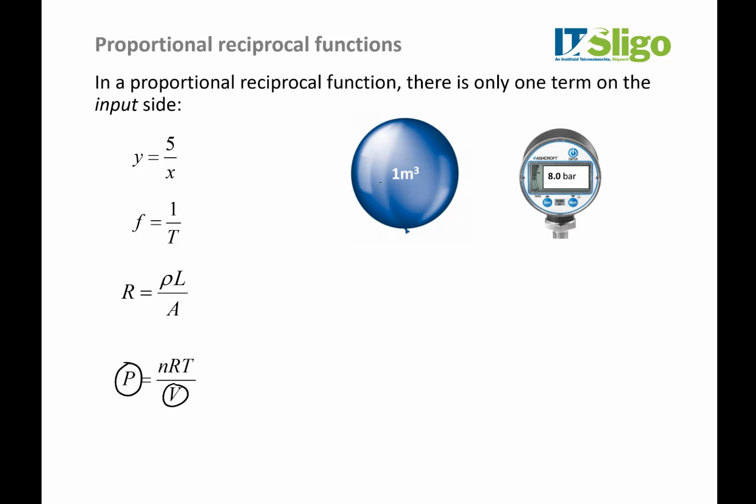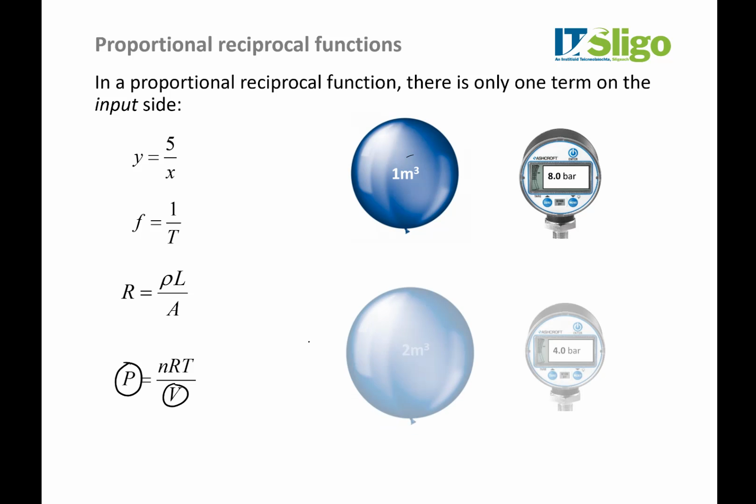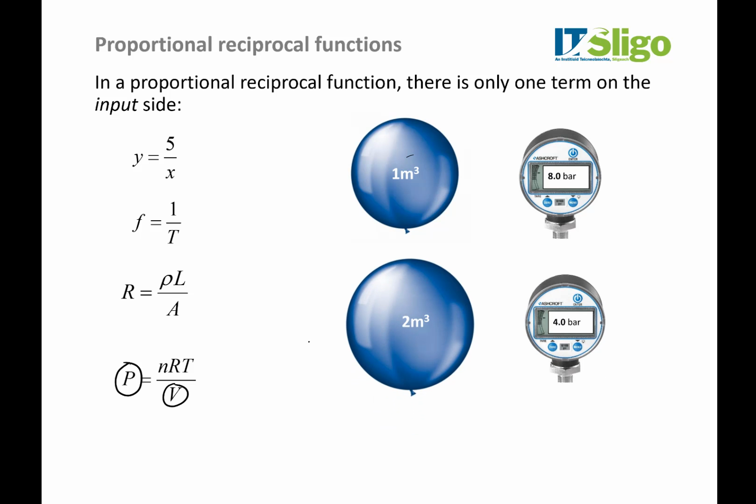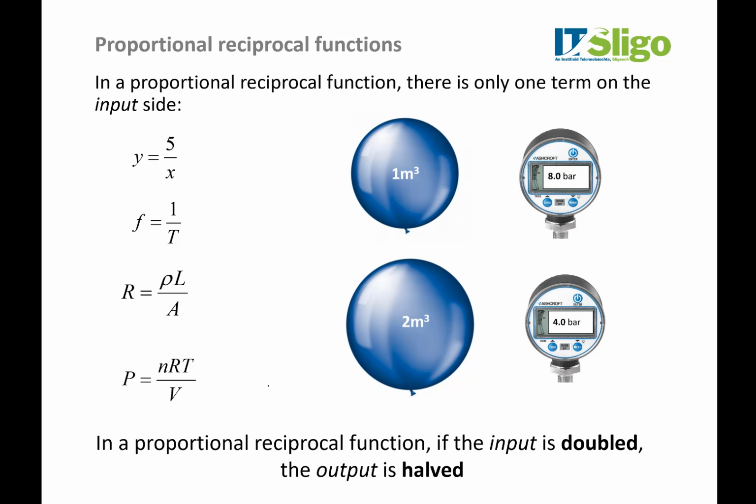If I make V bigger, if I double the size of the balloon, we can see at 1 meter cubed, the pressure in the balloon is 8 bar. If I double the size of that same balloon, that halves the pressure. And that's because we have one term on each side. If there was a few terms, then there would still be a reciprocal relationship. One would get bigger as the other got smaller, but it'd be a little bit more complicated than this simple kind of relationship I'm writing here.